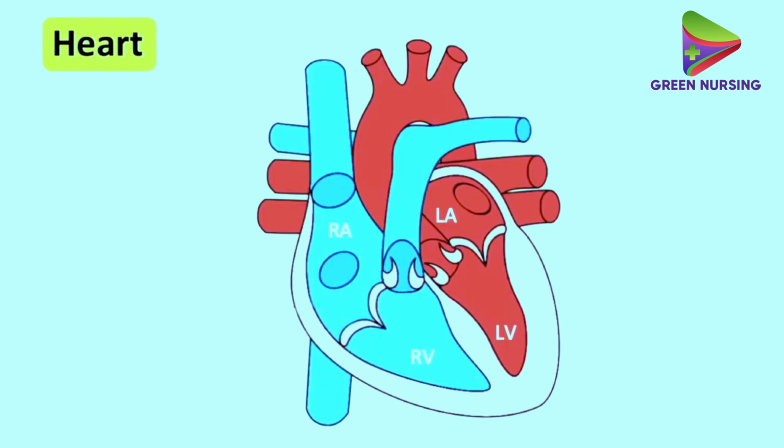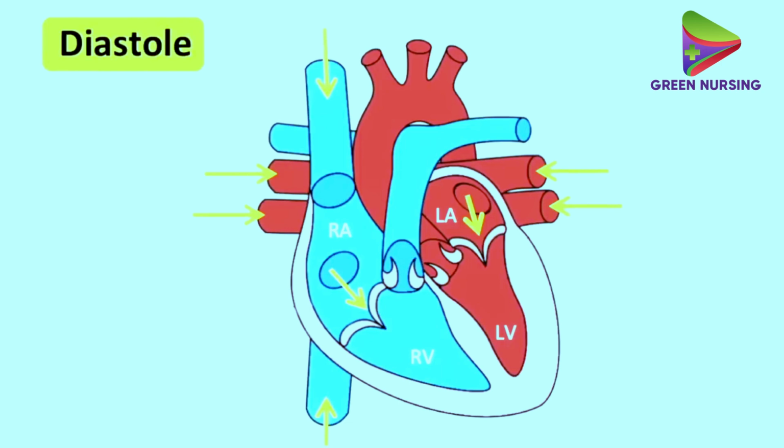The heart itself also needs a constant supply of oxygenated blood to function. The coronary arteries that branch off the aorta supply this. These are wrapped around the outside of the heart.